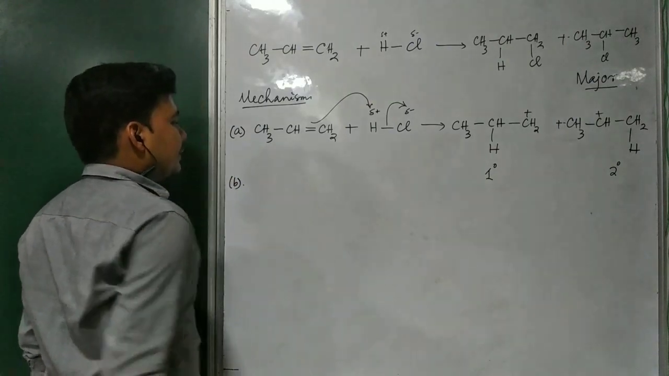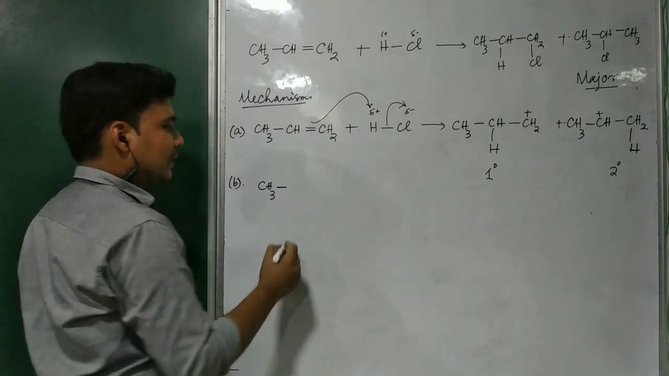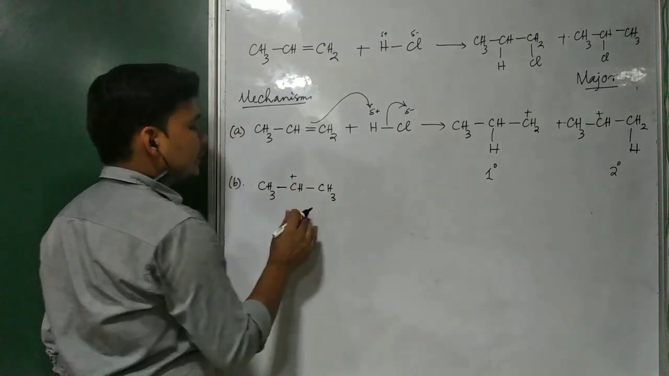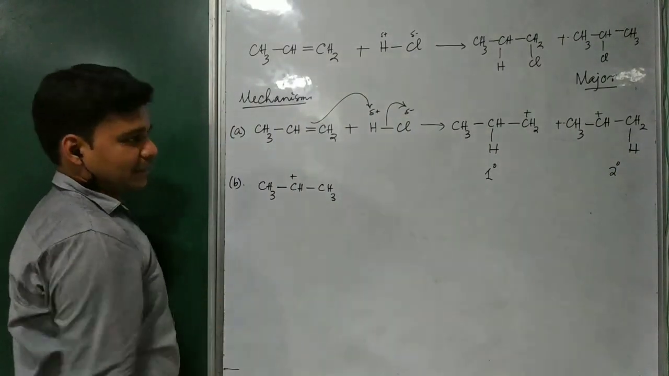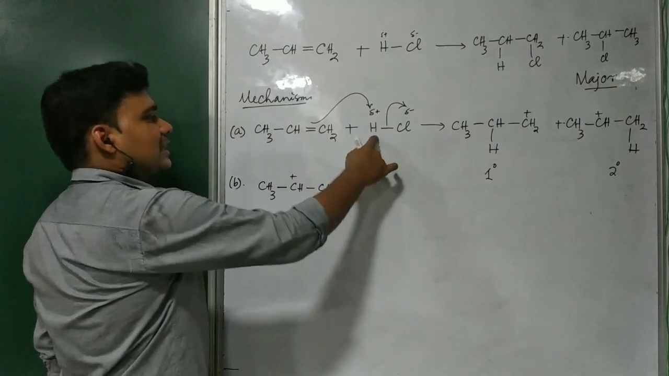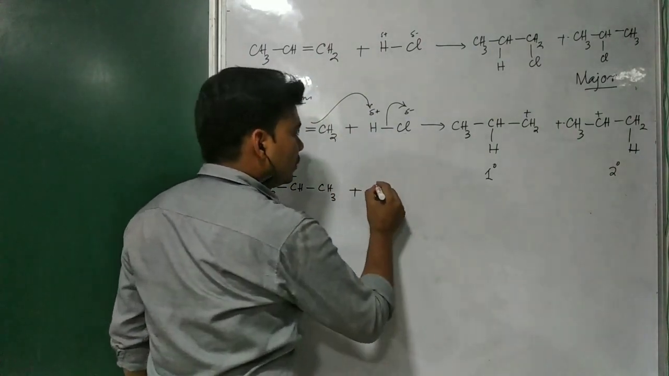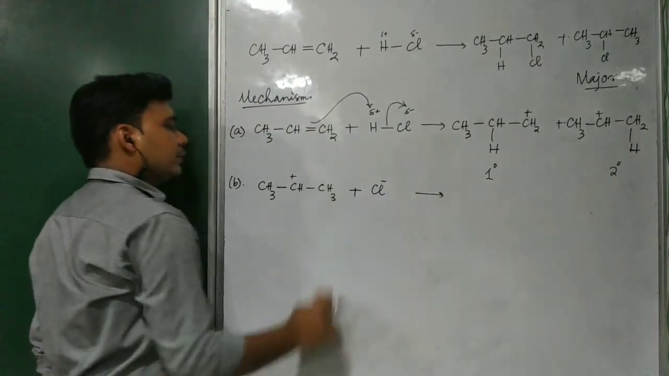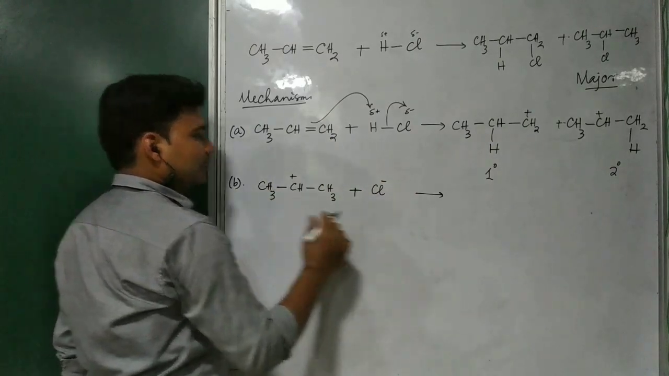the carbocation. Let me take the major carbocation here, CH3CH+CH3. This is the secondary carbocation. This carbocation will be formed in major amount, that's why I have taken it here. This H plus has already been added to the alkene. Cl minus is there. Now the Cl minus ion will be added. This is your nucleophile. Cl minus will be directly added to this carbon atom.